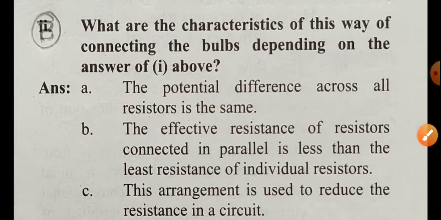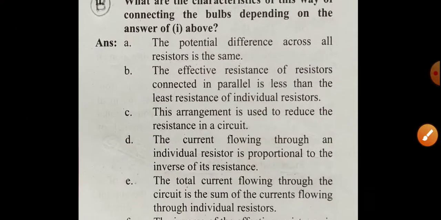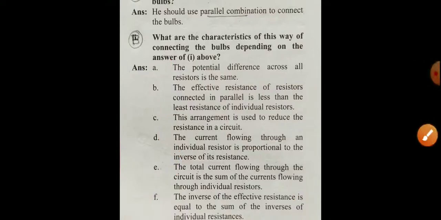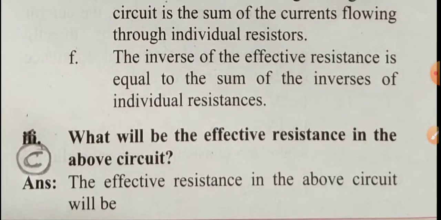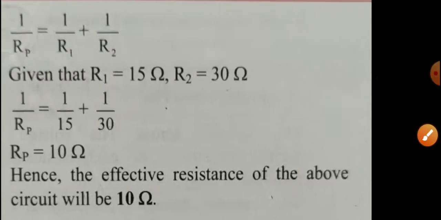Next, what are the characteristics of this way of connecting? So we already learned the characteristics of parallel combination. So those 5 characteristics you write in the second answer as per the textbook, as discussed last time in our video. Clear? And the third sub question is given here. What will be the effective resistance in the above circuit? The effective resistance in the above circuit will be, check here.